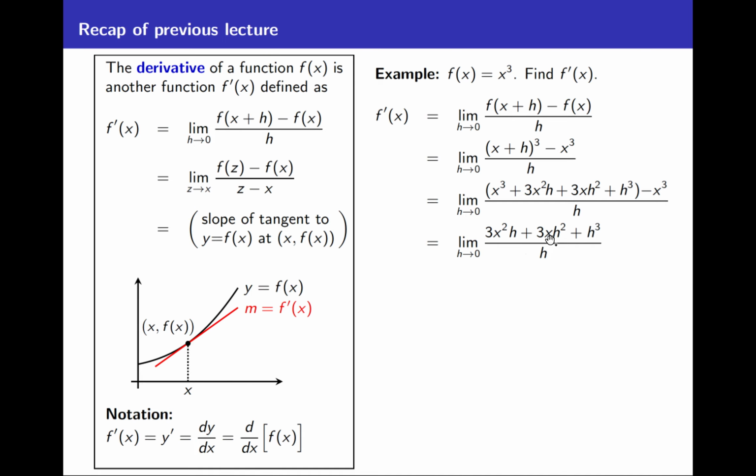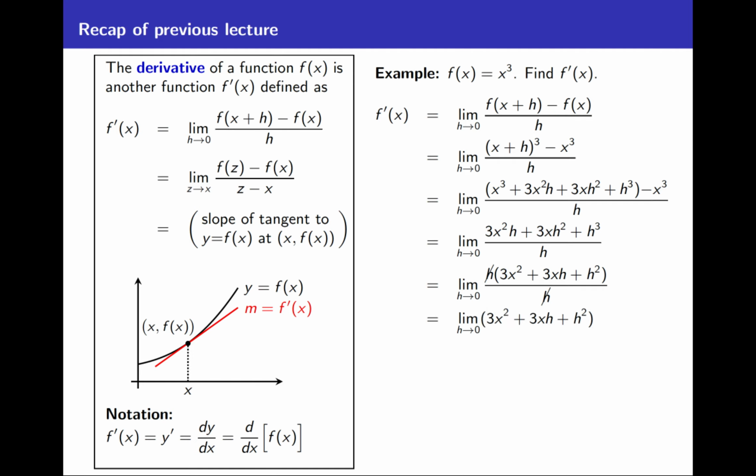And now we can attain our goal of canceling this h at the bottom, because every term on the top has an h in it, and we can factor that out. We get the limit as h approaches 0 of h times the expression 3x squared plus 3xh plus h squared. In each one of these terms, an h came out. And now the h's on top and bottom cancel, and we have this really nice limit as h approaches 0 of 3x squared plus 3xh plus h squared.